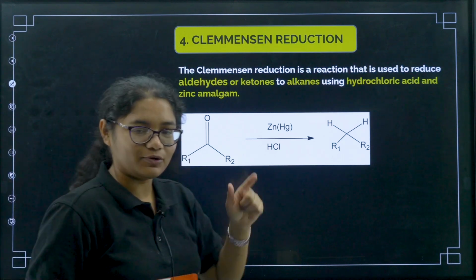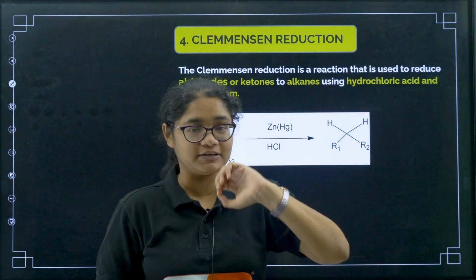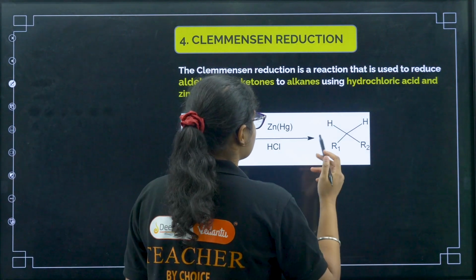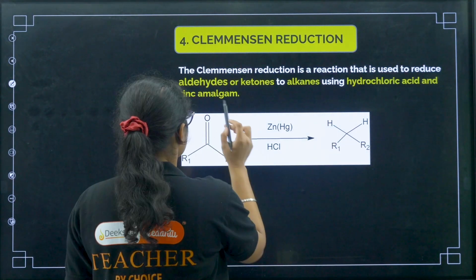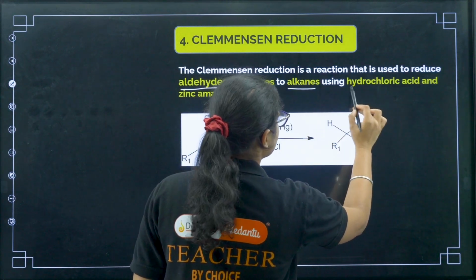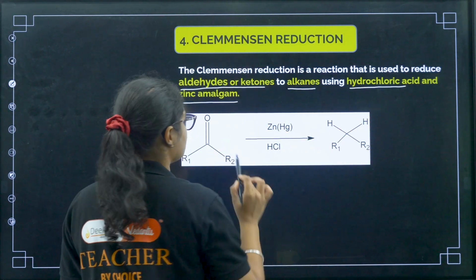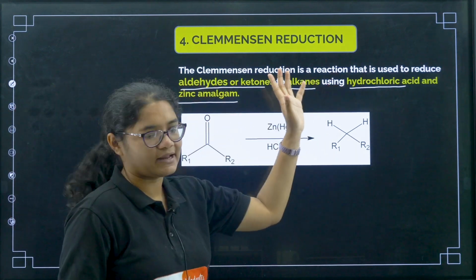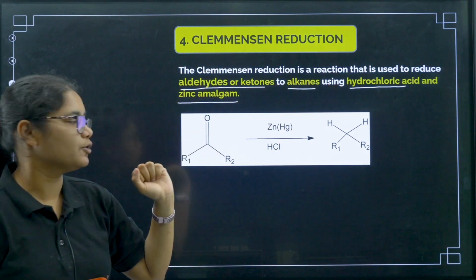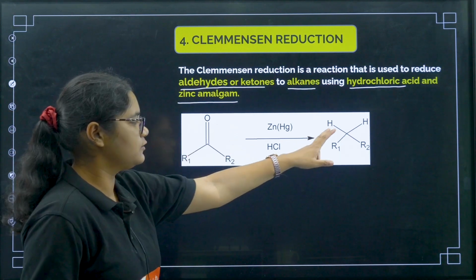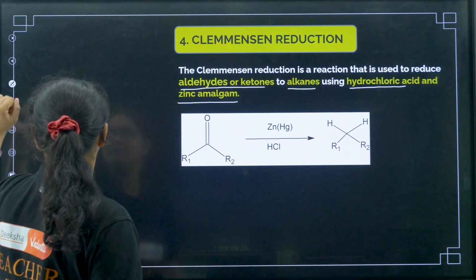So yes, there is one more reaction from C. So this is the third reaction on C, Clemmensen reduction. Comment from which chapter it is. Here aldehydes or ketones are converted to alkanes by using hydrochloric acid and zinc amalgam. Very simple. Just write down whichever things I have highlighted. If you use Zn-Hg amalgam, this is converted to alkanes. Clear? Very simple reaction.